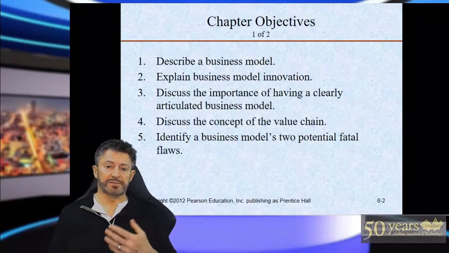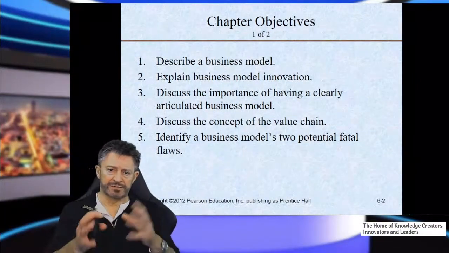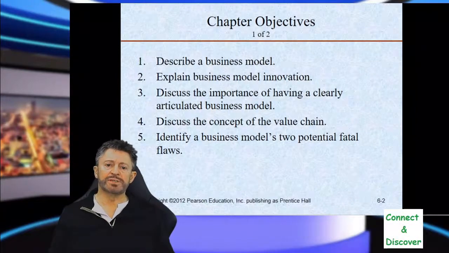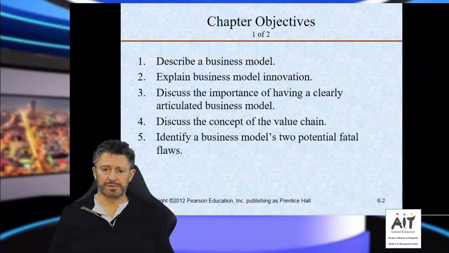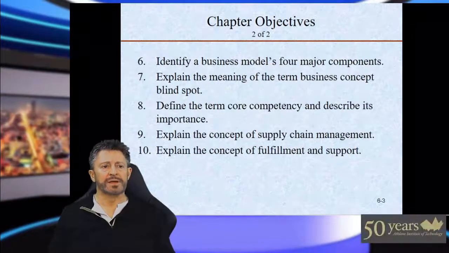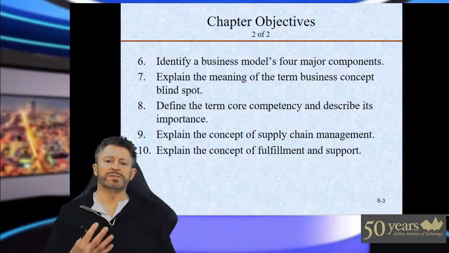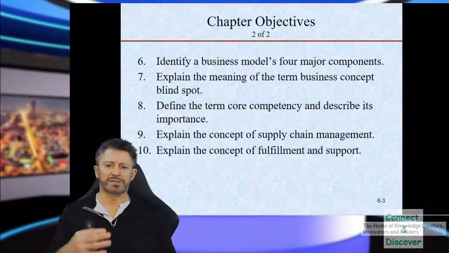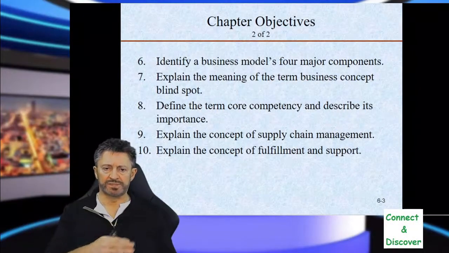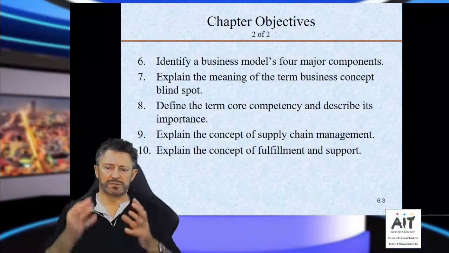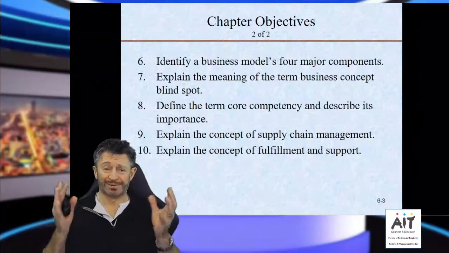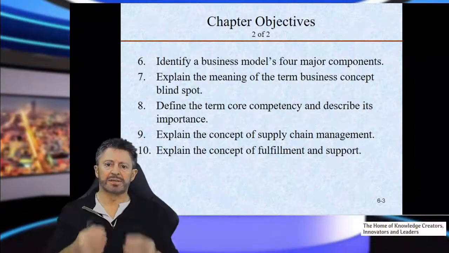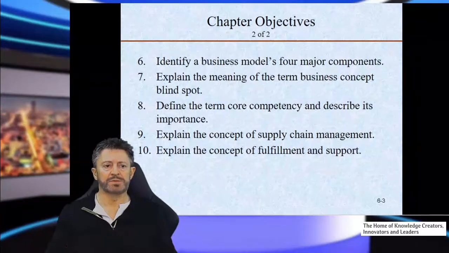If you look at those main functions inside an organization, they all have to get their own perspective and understanding of what the business case involves and how it impacts their functions. And then we discuss the concept of the value chain, and that involves all the different elements or functions inside the organization. Identify the model's two potential fatal flaws, and there are flaws in these models, and we'll get to them.